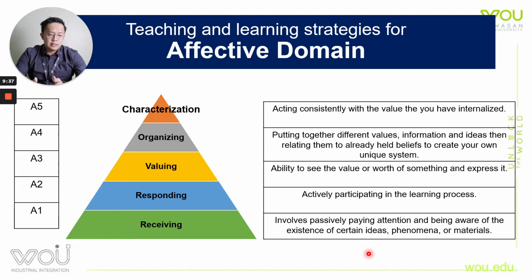So A3 means that the students are able to demonstrate their own opinion and give some feedback in the discussion itself. This could be up to the A3 level. Now what about the A4 level?